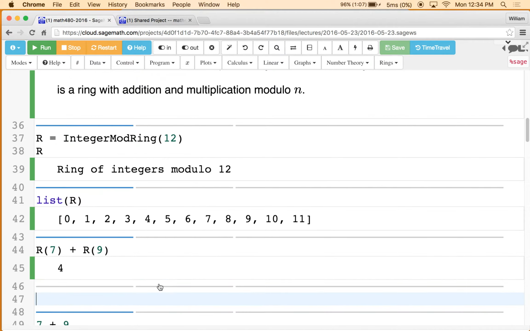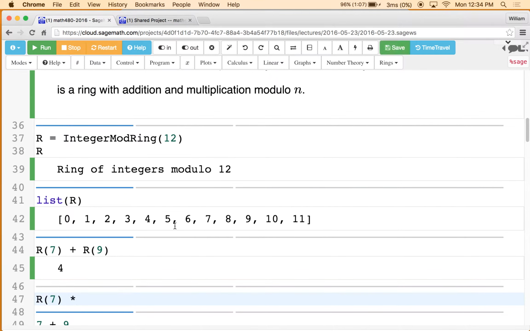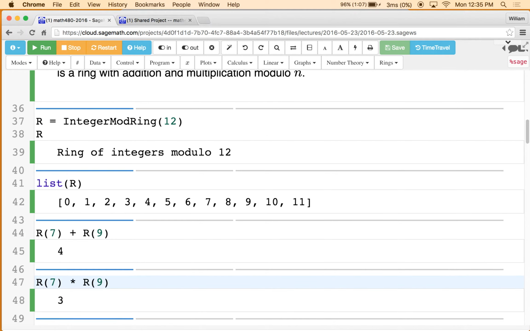So you can also do multiplication. So r of 7 times r of 9. Remember, r of 7 makes the element 7 in the ring r that's defined above. What this will do is multiply 7 and 9 to get 63, and then divide 63 by 12 and get the remainder, which is 3. And there it is, 3. Okay, so that's the ring of integers modulo n.